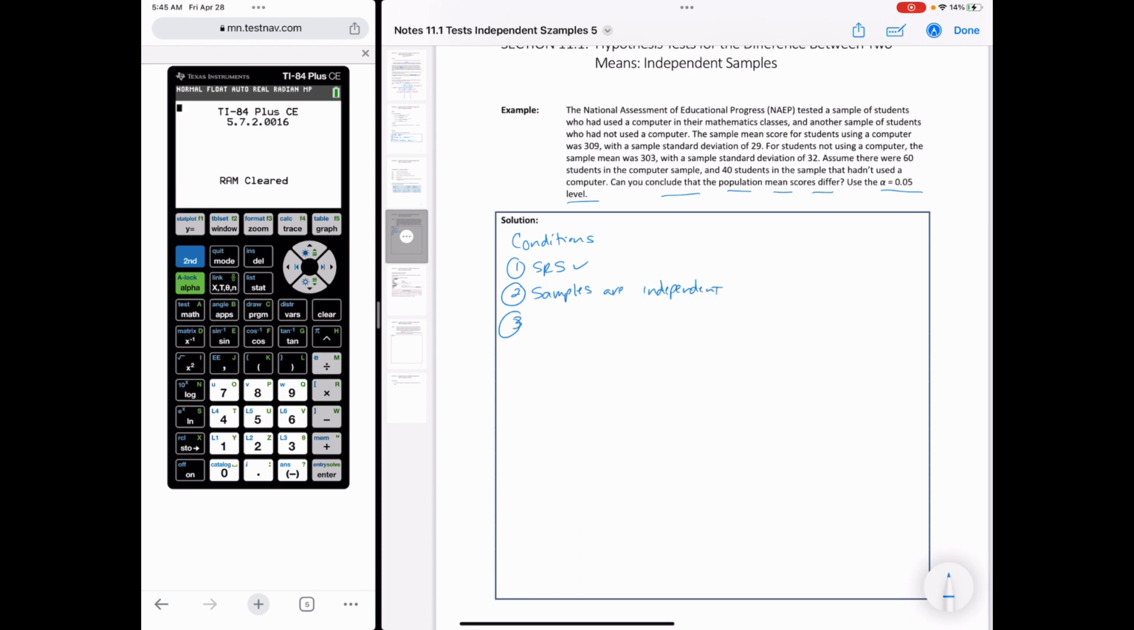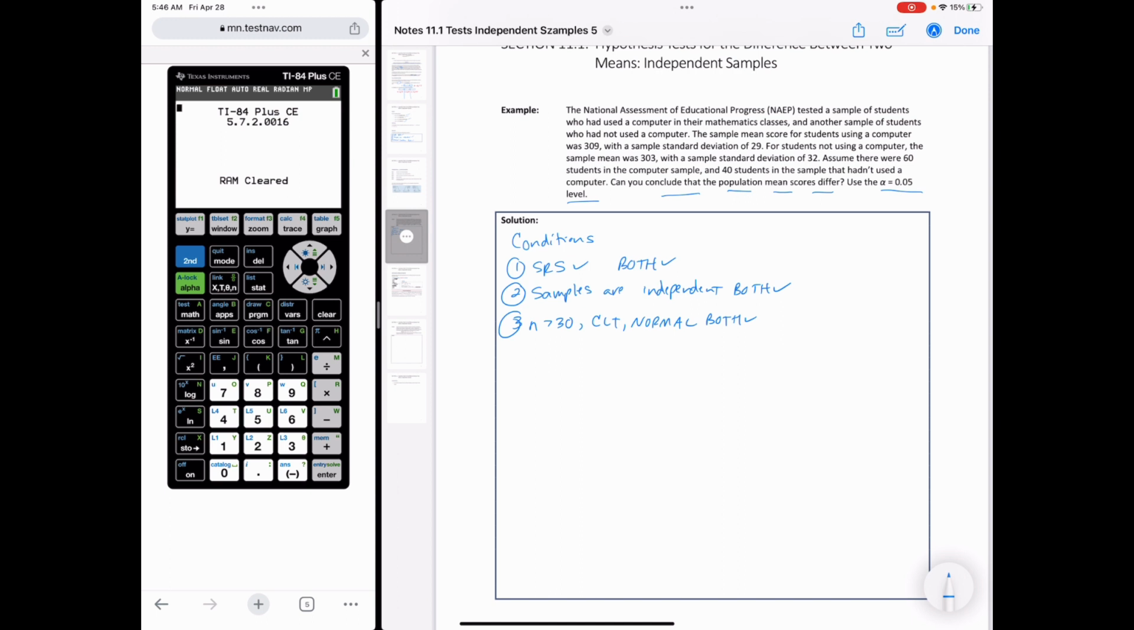And for the normal condition, this time it doesn't say normal population or normally distributed in the story. So you're going to say N is greater than 30. The CLT tells us that the sampling distribution is approximately normal. And for both of these, you want to say both. I'm going to even add both here. What I'm going to do next, and this is up to you, is what you write out at the end.